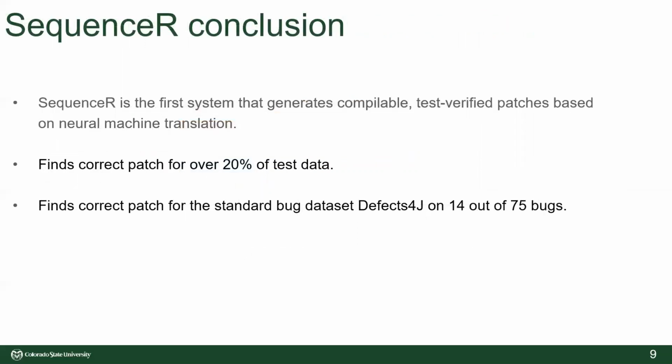In the end, SequenceR is the first system that generates compilable, test-verified patches based on neural machine translation. It finds the correct patch for over 20% of the test data, and it was able to fix 14 out of 75 bugs from Defects4J.